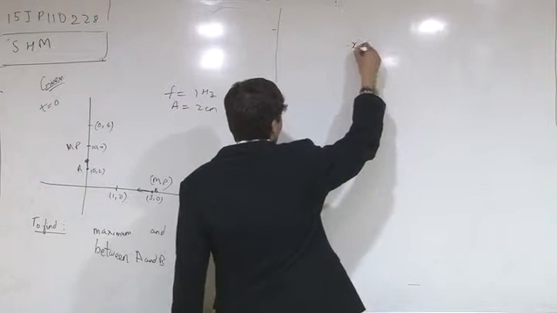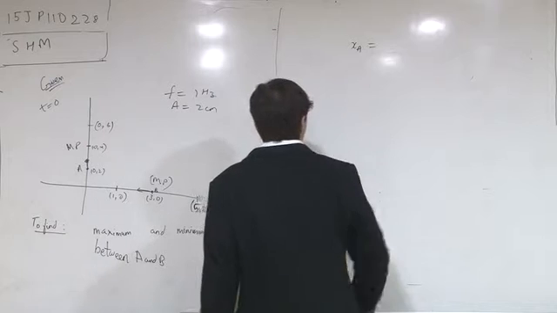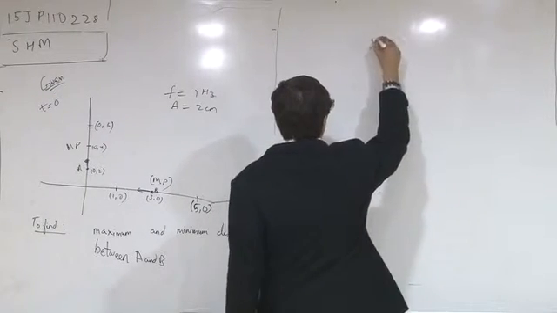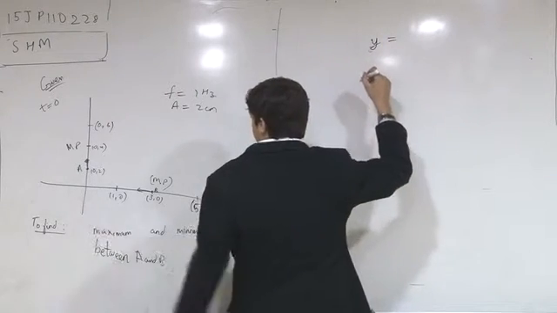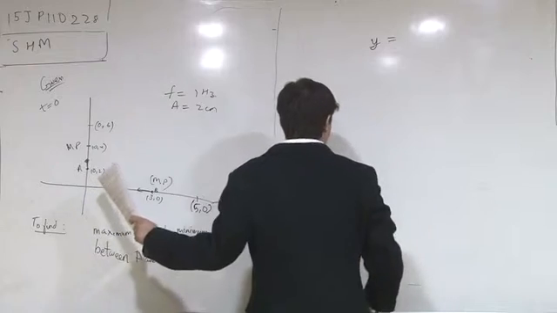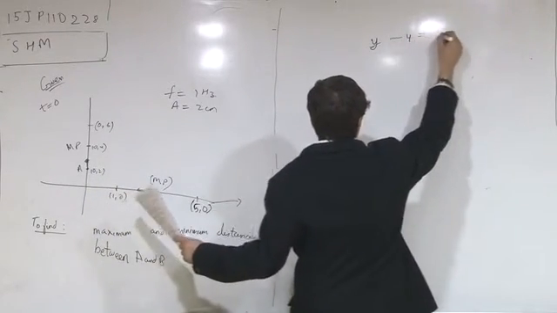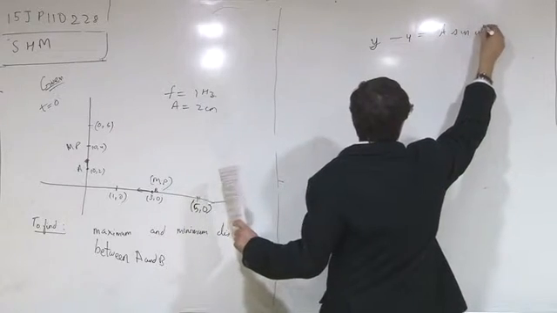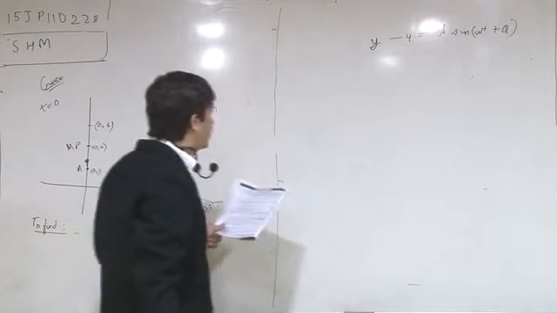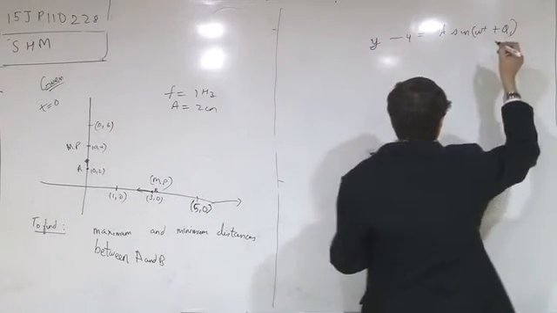Suppose I have to write the equation of A. Let me denote the SHM of A by y. The mean position is at (0, 4), so I can write y minus 4 is equal to a sine (omega t plus phi 1).